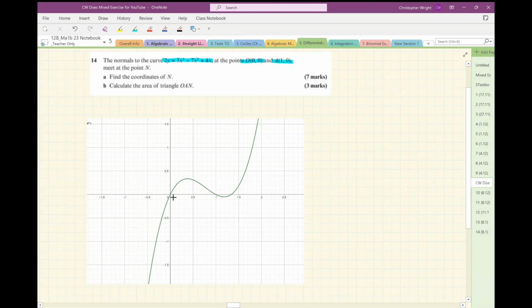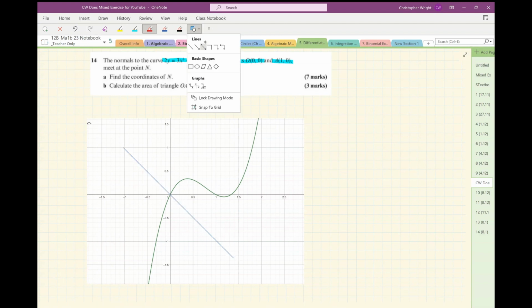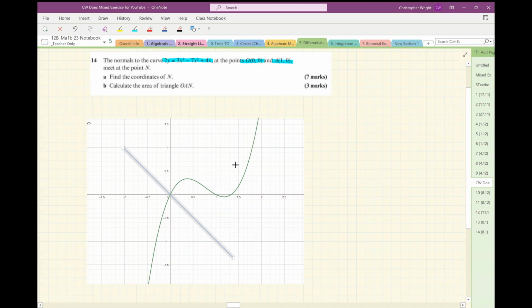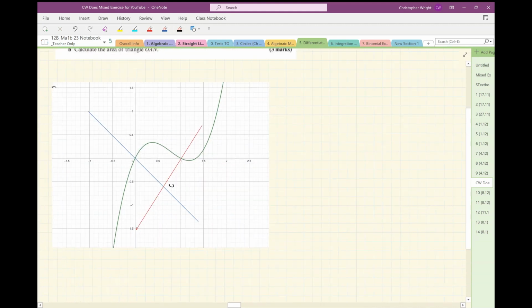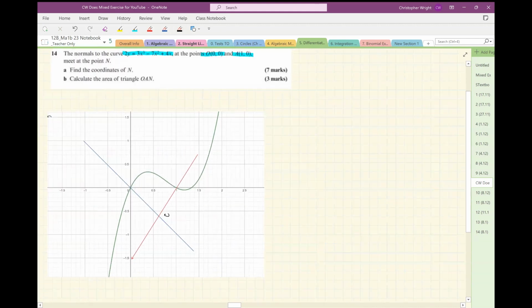Now the first one is the normal at (0, 0). So it's going to look something like that blue line there. And the second one is the normal at (1, 0). So that one is going to look something like that one there. Okay, right, and we need to find the coordinates of N, the point where the two normals cross. Right, let's start off first of all by finding the equation of that blue normal here, the normal at the point (0, 0).